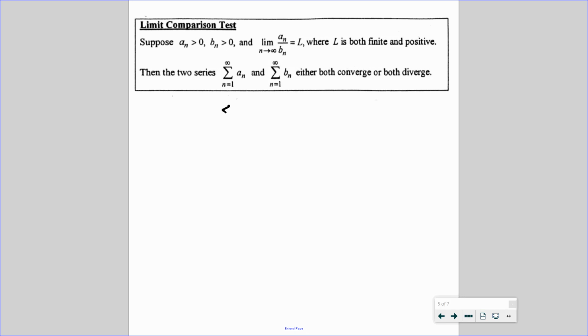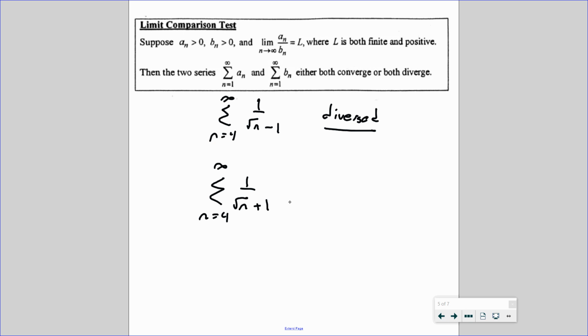In the last example, in the last video, we looked at the summation as n goes from 4 to infinity of 1 over the square root of n minus 1. And we said that this diverged. You can look at the last video for the proof of that one. But what would have happened had we done the square root of n plus 1 instead of minus 1? Well, if we look at our comparison b sub n, which would be 1 over the square root of n, we know from the last video that this diverges.